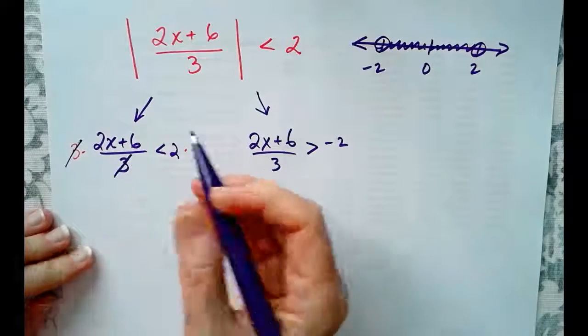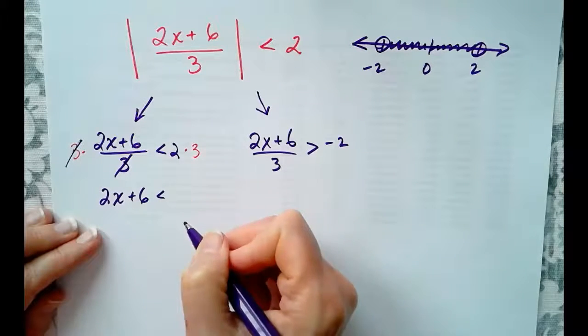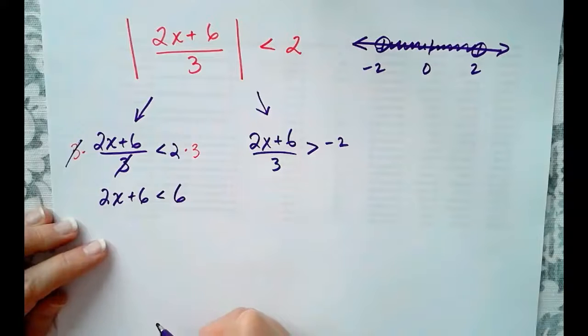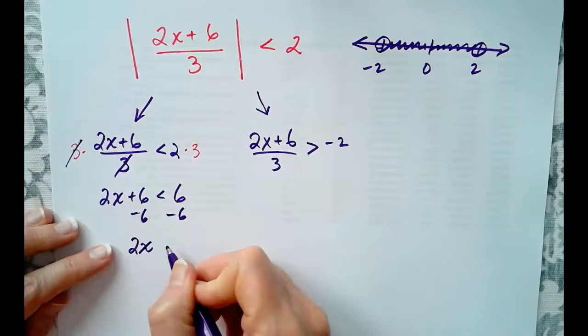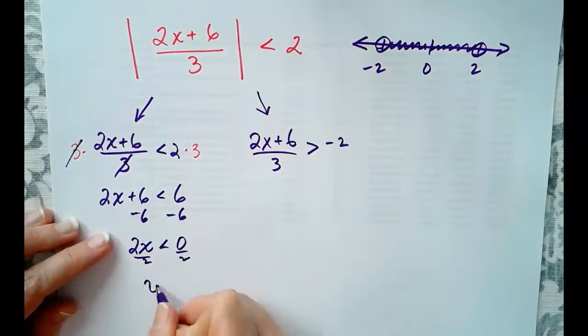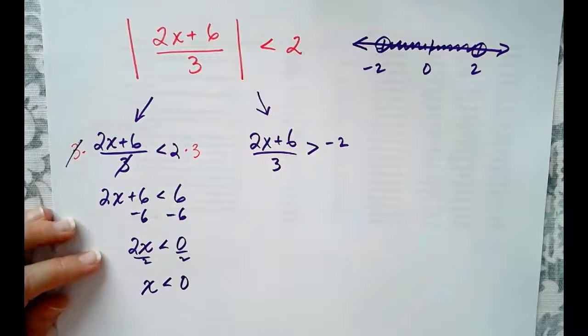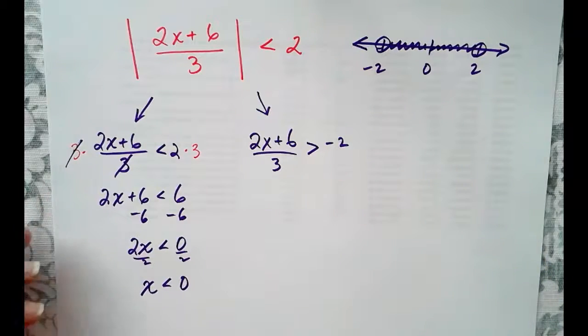The 3's will cancel, and we end up with 2x plus 6 is less than 6. So from here, minus 6, 2x is less than 0. Divide by 2, x is less than 0. So here is one set. x must be less than 0. To the other side, same procedure.